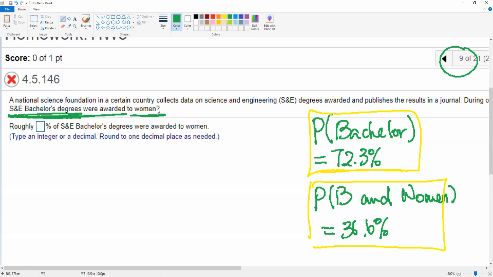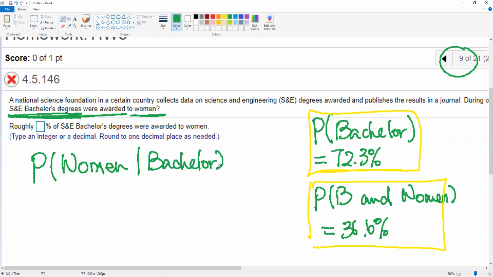Actually, it is not clear. But the question is, what is the conditional probability? The proportion of the women among the bachelor degree. Okay, so please read the question carefully again. What is the percentage of the bachelor degree awarded to women? So I can interpret, yeah, we need the conditional probability of women given the bachelors.